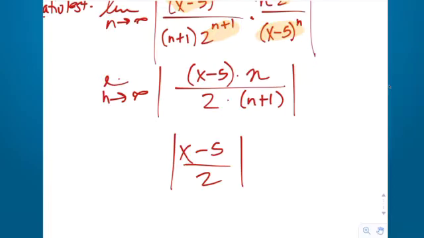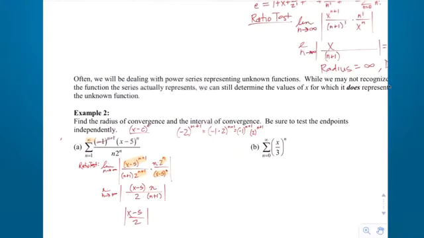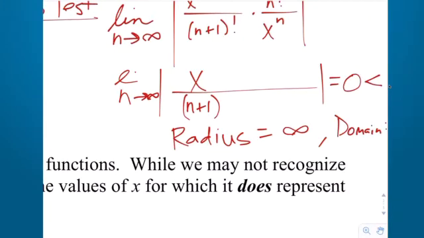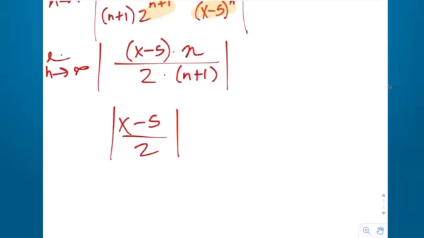Now, notice we still have an x left. In the previous problem, when we took the limit, it went to 0 because there was no n in the top. Now we still have an x. So this is going to converge when it's what? Less than 1. So here's what we want to do. We want to find the values for which it converges.